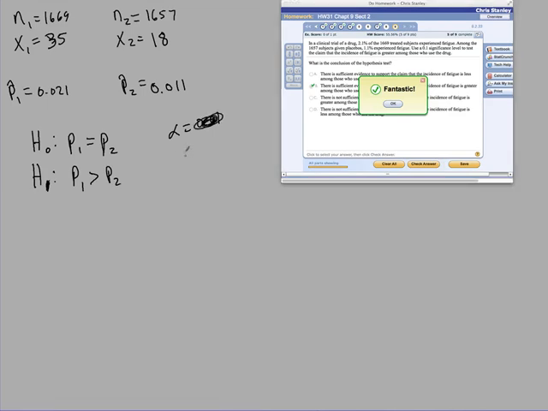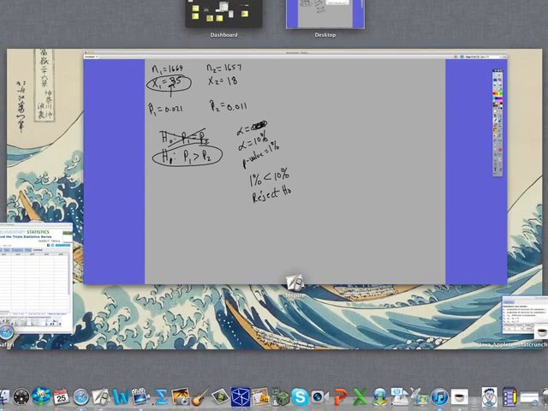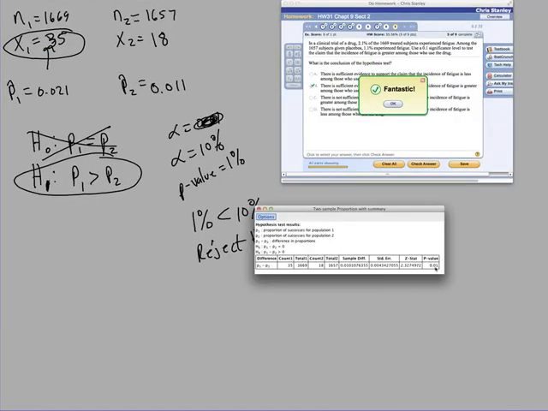This alpha is 10%. My p-value is 1%. So since my p-value of 1% is less than an alpha of 10%, this would be a reject. Reject the null. So we found evidence that this group had a higher percentage than these people. I'll let you look at it one more time. See, that's 1%, and this alpha here is 10%, the significance level.